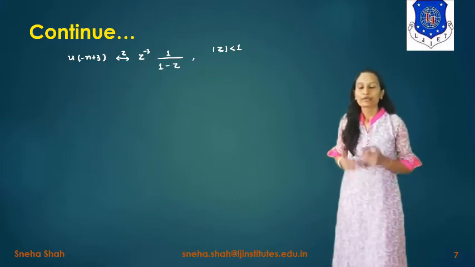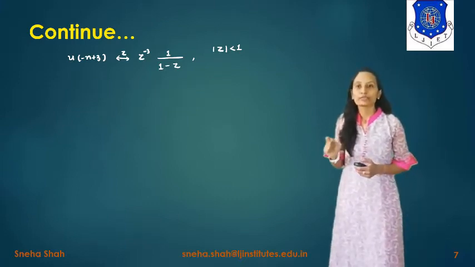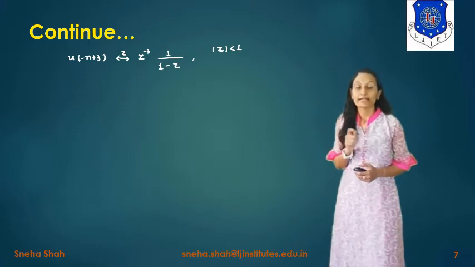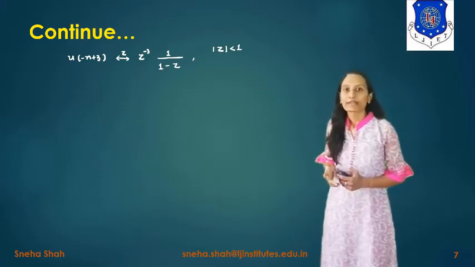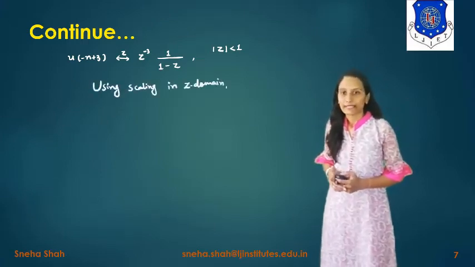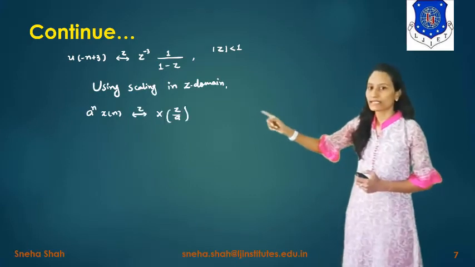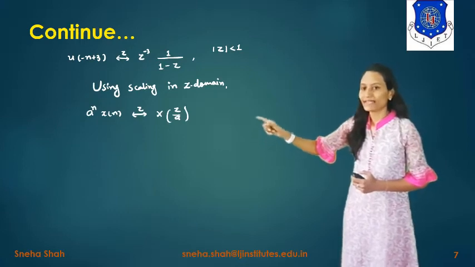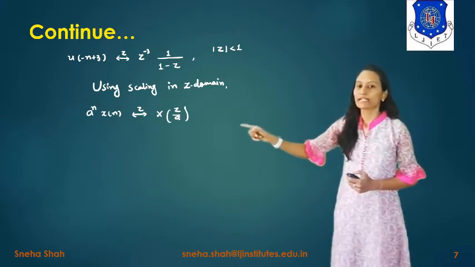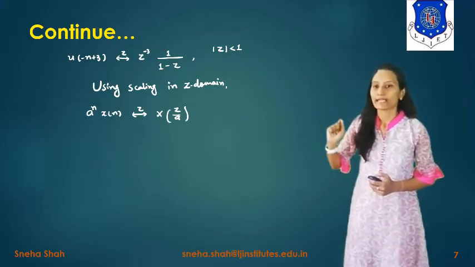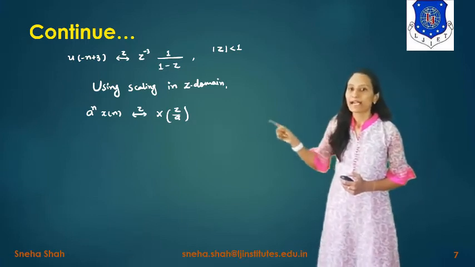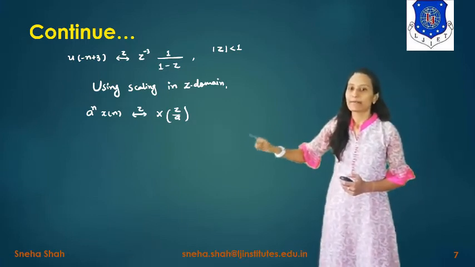Now we have to find the Z transform of (1/4)^n u[-n+3]. For that we have to apply the scaling property. If we apply the scaling property in the z domain, for a^n x[n] the Z transform equals X(z/a). So instead of z, we have to take the term as z/a.